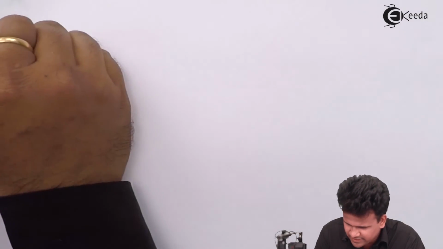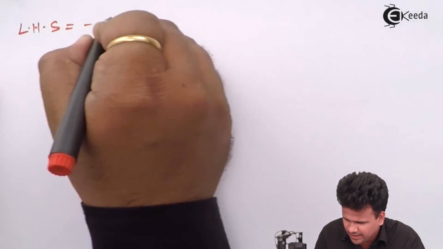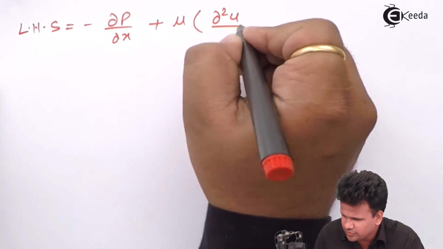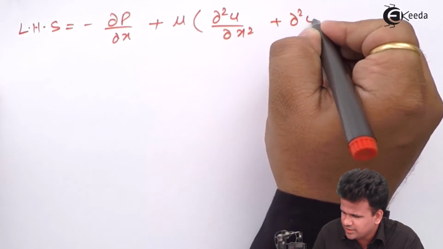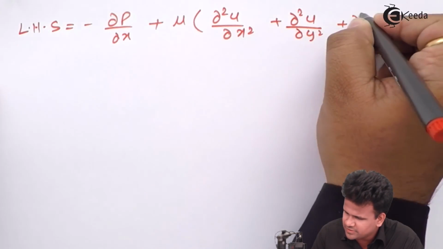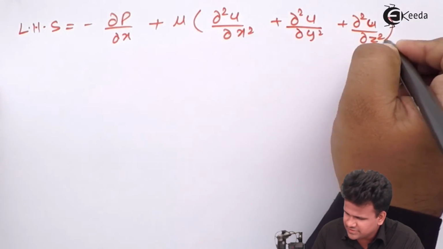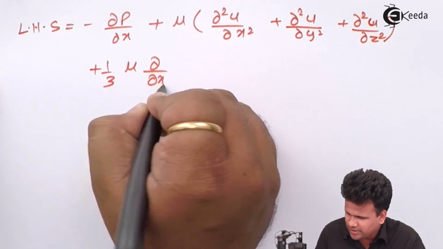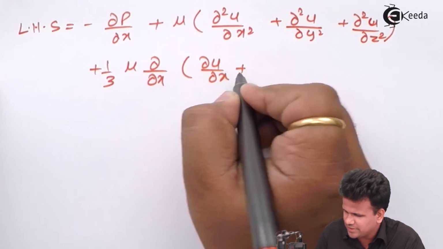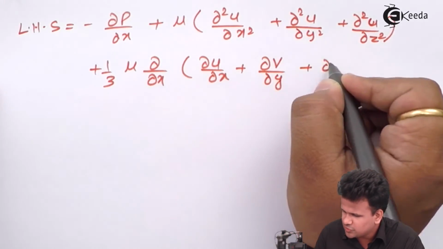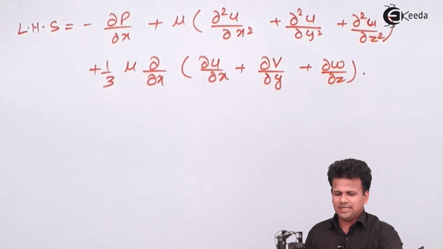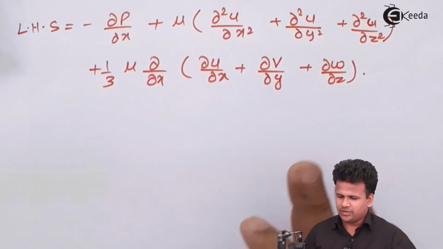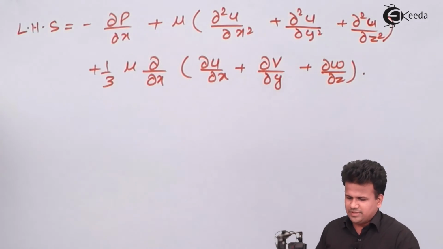So this left hand side becomes minus ∂p/∂x plus μ into (∂²u/∂x² plus ∂²u/∂y² plus ∂²u/∂z²), and plus 1/3 μ. We'll take ∂/∂x as common, so we'll get this as ∂u/∂x, ∂v/∂y plus ∂w/∂z. So this is the left hand side. We have just taken ∂/∂x common over here, and we have got this entire equation. So now let us write down this right hand side.